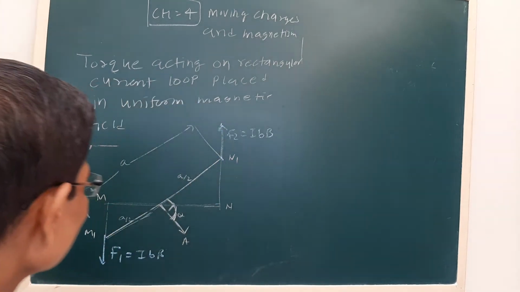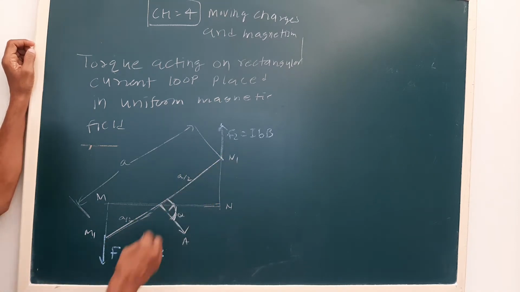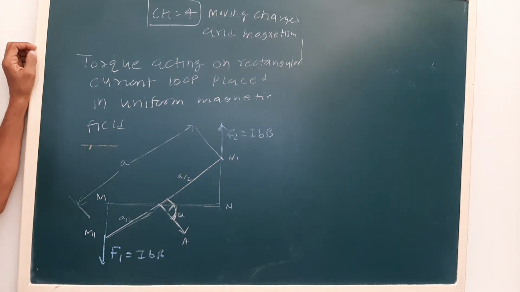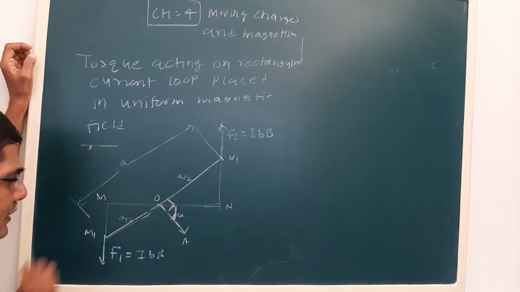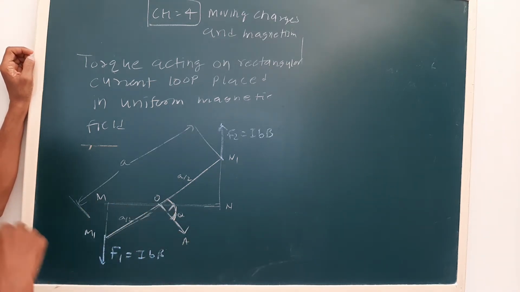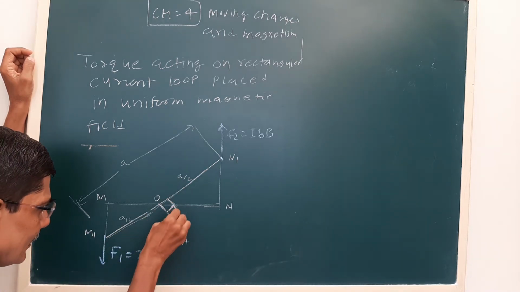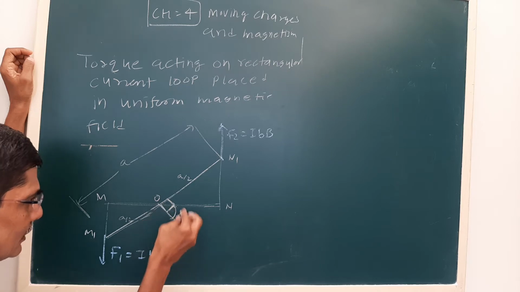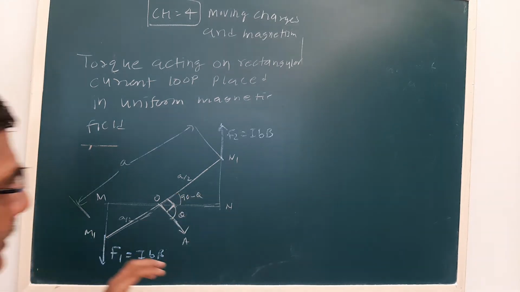opposite direction. Now let us say our side length is A. Now let us say this is the midpoint. What we have to calculate is the perpendicular distance MN. Let us call the center O. Now see, this angle is 90 degrees, this angle is theta. So what will be this angle? 90 minus theta.